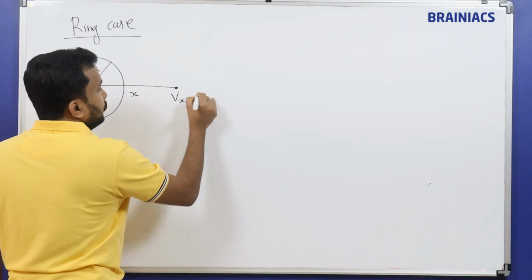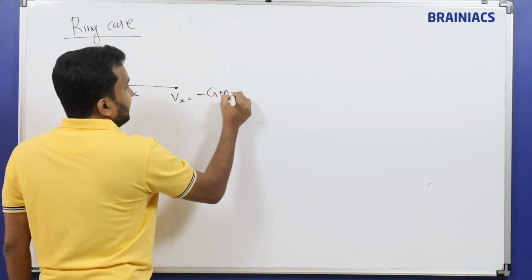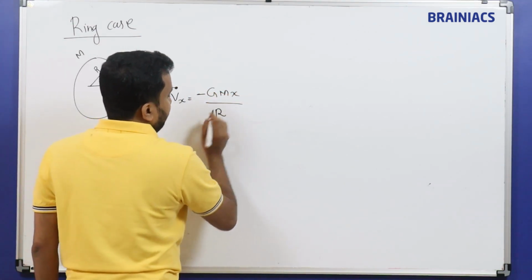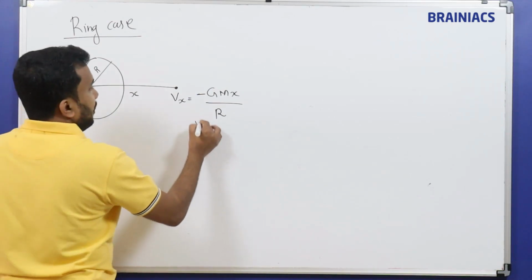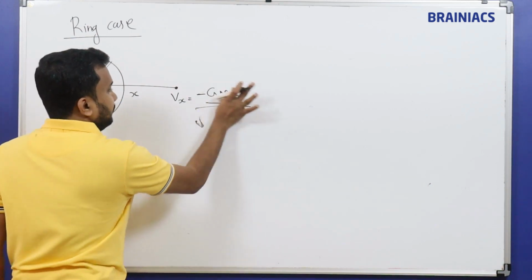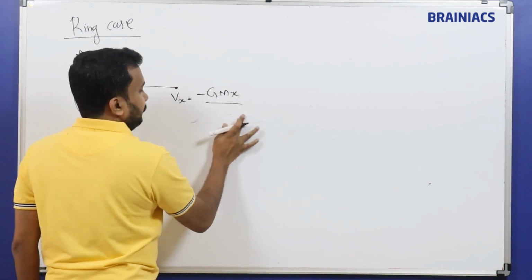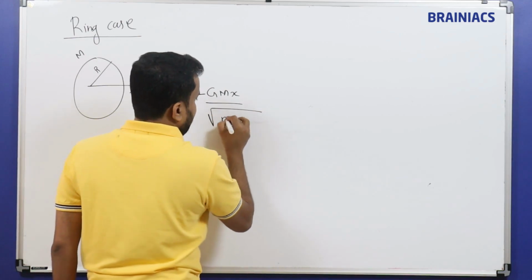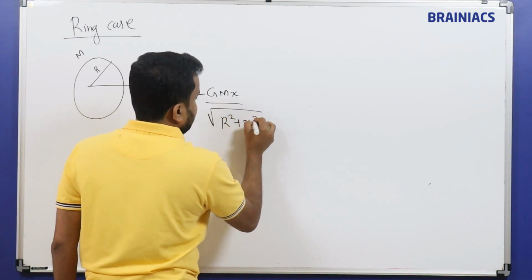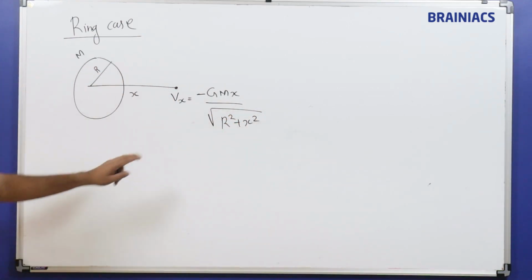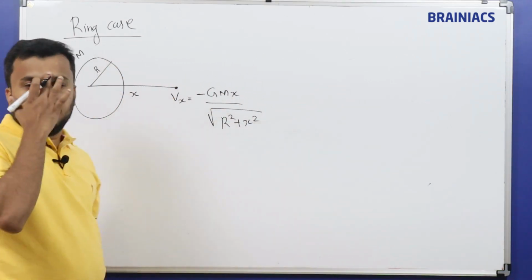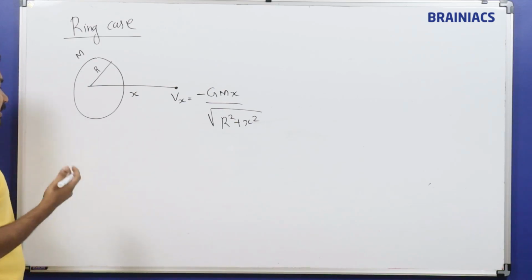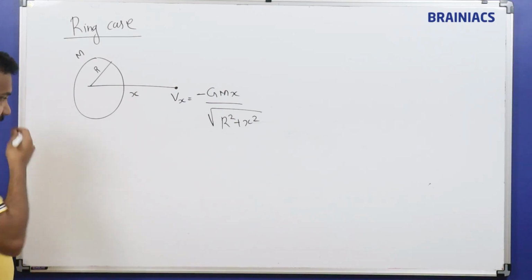The gravitational potential is equal to minus GMx divided by root of r square plus x square. This was a formula. So if you know V, we can easily find out the value of E. So what is E, given to us?